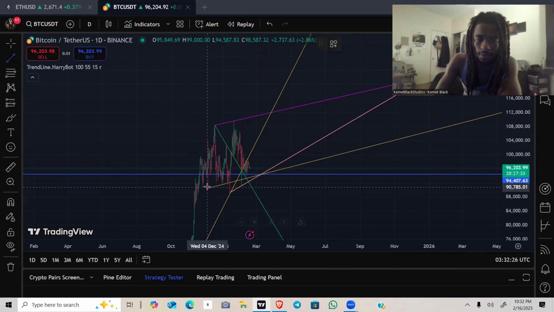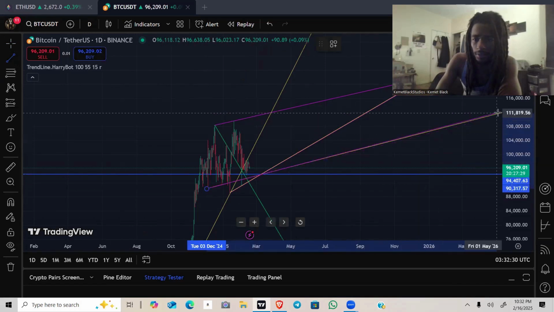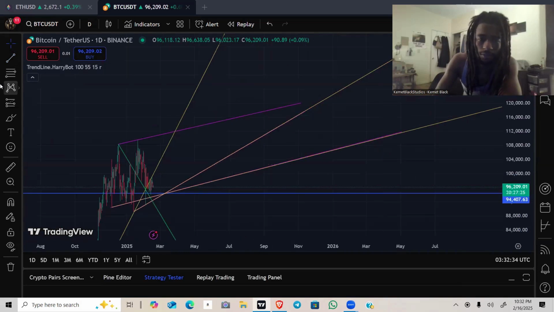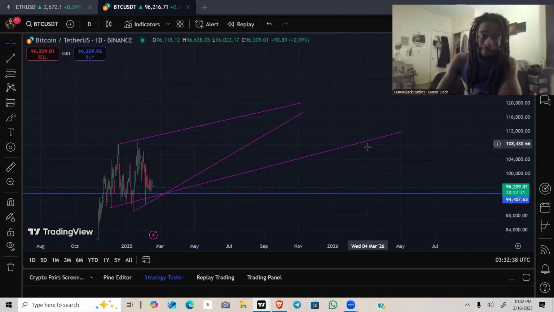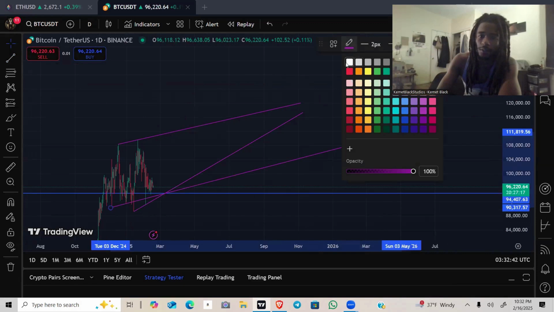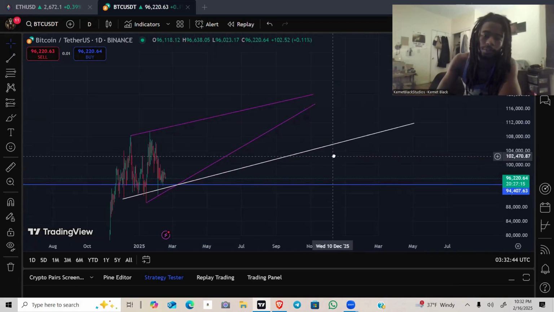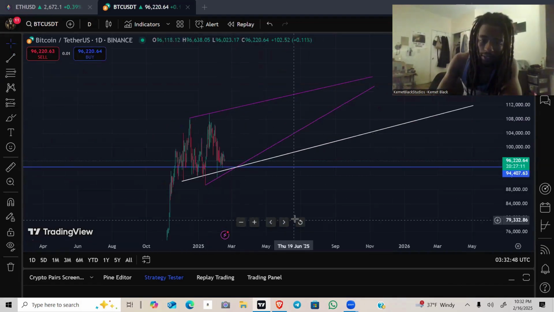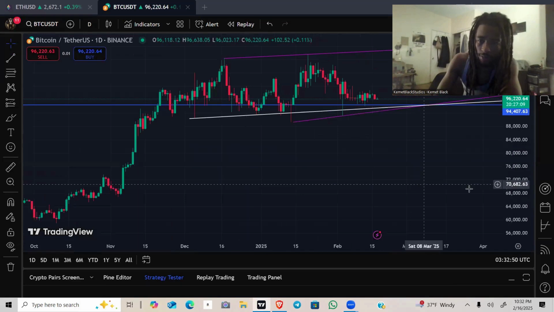Something here. So we got somewhat of a wedge pattern, it looks like, as well. Yeah, we got somewhat of a wedge pattern going there. Change that to white line. All right, so here we go. So we got all this support down here. Okay, got this trend line pattern over here.